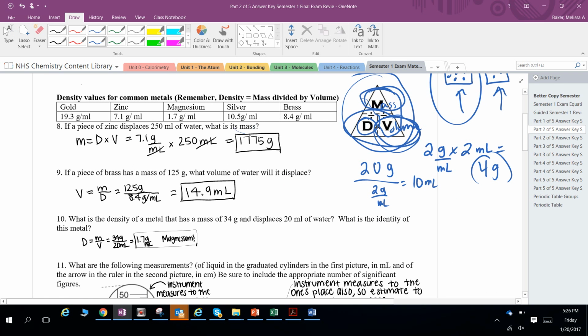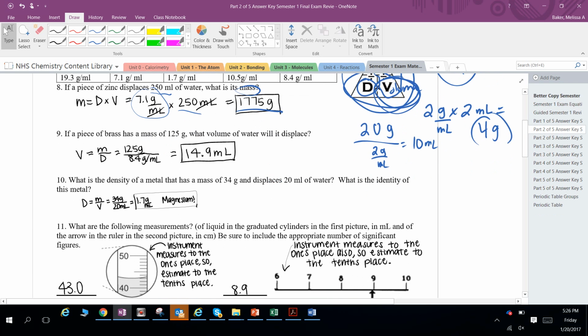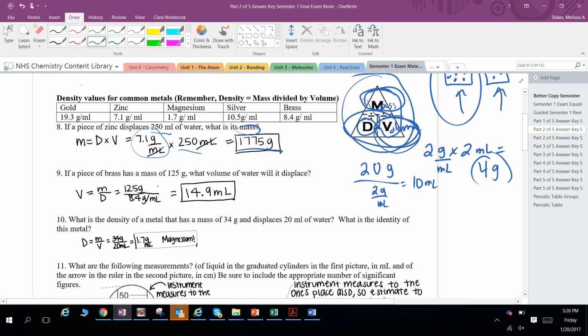For the first one, it says, what's the mass if you know a piece of zinc takes up 250 milliliters of water? So we're going to take the density of the zinc and multiply it by how much space it's taking up to figure out how much that would weigh. Number 9, we want to know the volume of something. So we're going to take the mass divided by the density of that material, which we got from this chart.